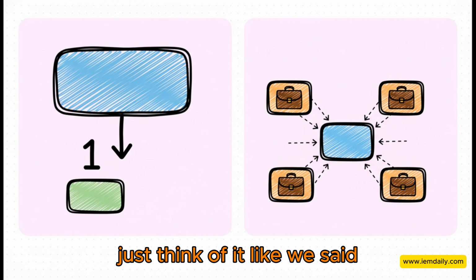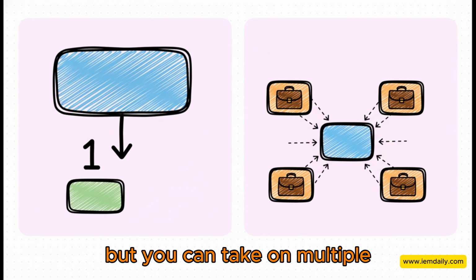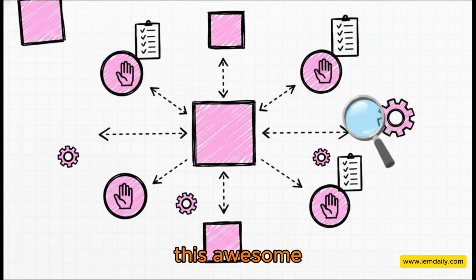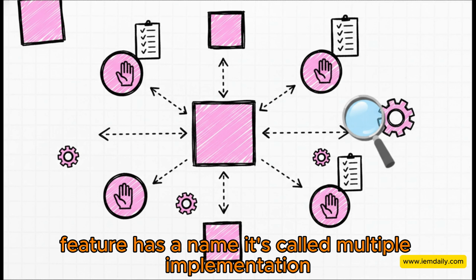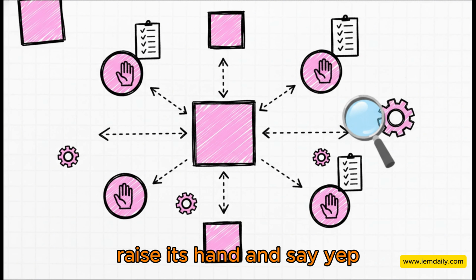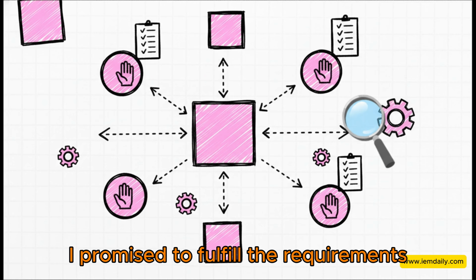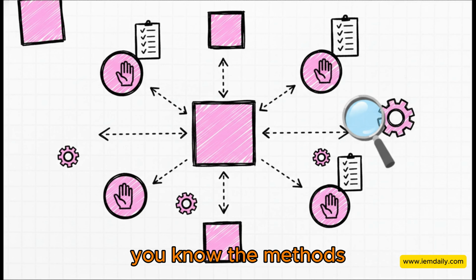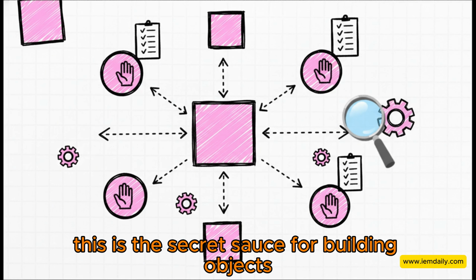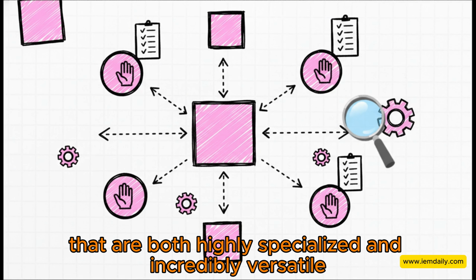Just think of it like we said. You have one set of parents, but you can take on multiple jobs and you get different skills from each one. This awesome feature has a name. It's called multiple implementation. What it really means is that a class can basically raise its hand and say, yep, I promise to fulfill the requirements, the methods, from all these different blueprints at the same time. This is the secret sauce for building objects that are both highly specialized and incredibly versatile.